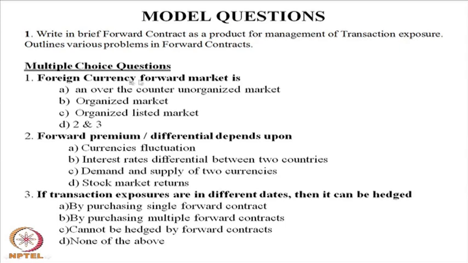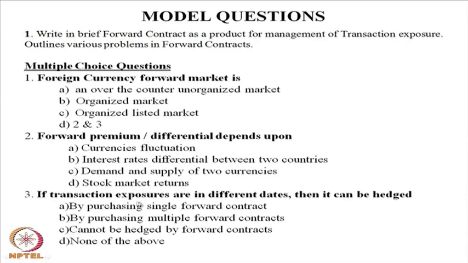Here foreign currency forward market is an over the counter unorganized market. Forward premium differential depends upon currency fluctuation, interest rate differential between two countries, demand and supply of two currencies, and stock market return. As we discussed earlier, forward premium differential depends upon the interest rate differential between two countries.